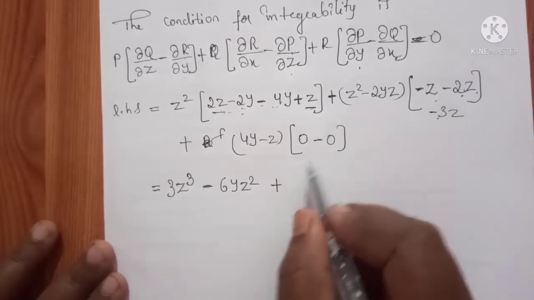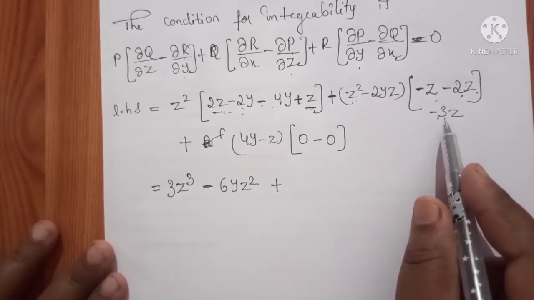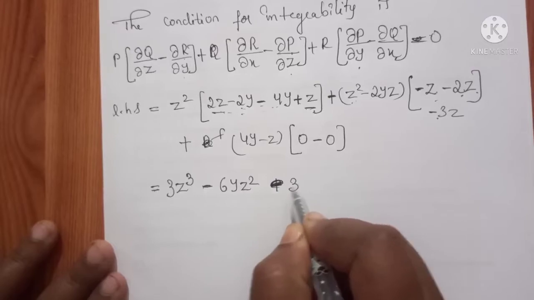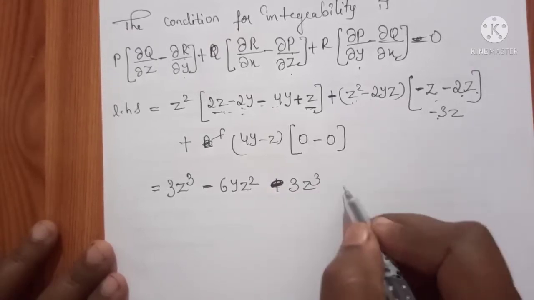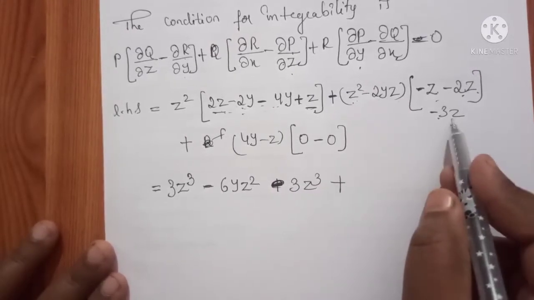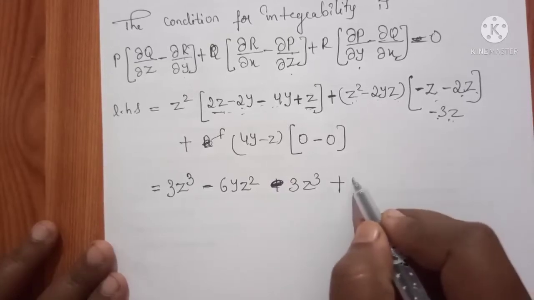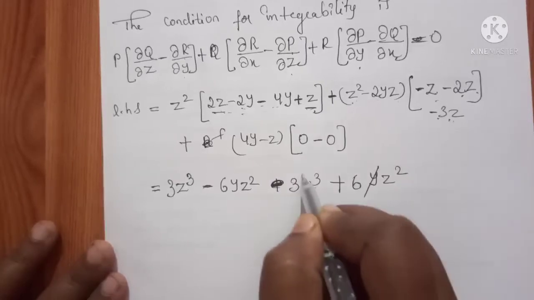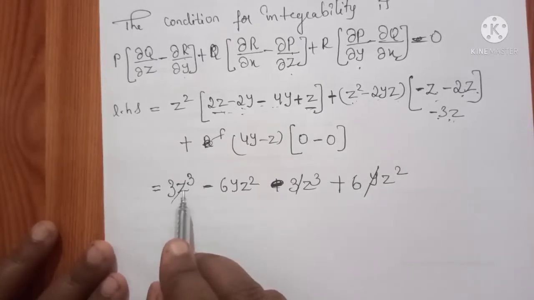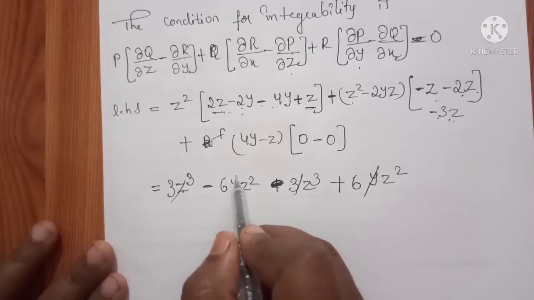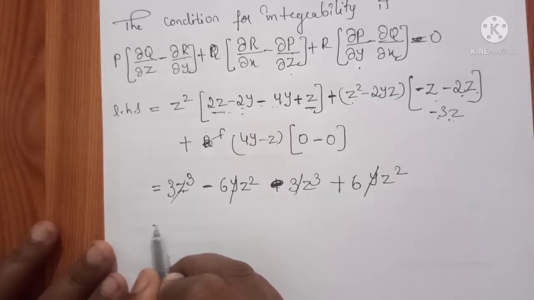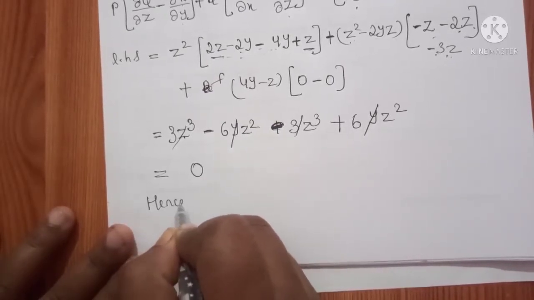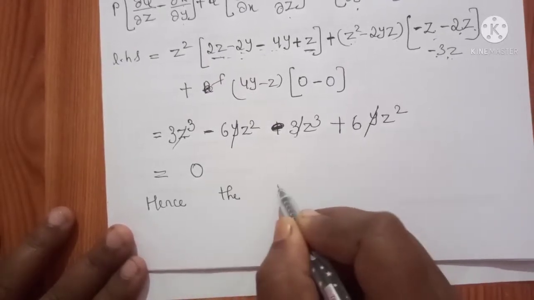Multiplying with this bracket, we get 3z into z³. So the sign is minus 3z³, minus into minus plus 2yz into 3z, 2 into 3, 6yz². These two cancel, that is 3z³ minus 3z³ cancels. Similarly this also cancels, we get 0. Hence the condition for integrability is satisfied.